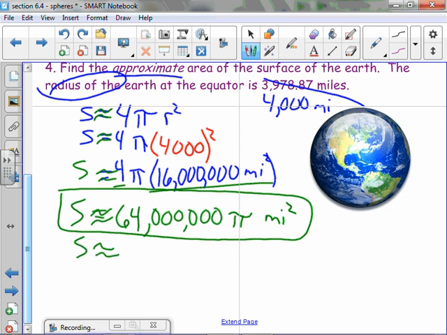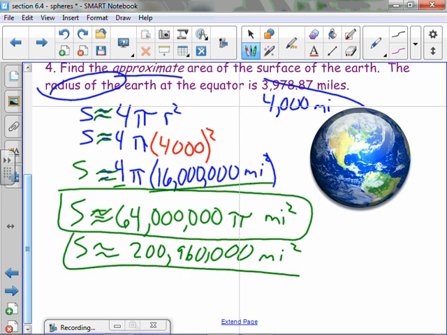64 million times 3.14, and I will get that it is a big number, 200,960,000. Let's see. Did I do that right? I might have not enough. 1, 2, 3. Yeah. So, 200,960,000 miles squared. Okay, and that's all there is to it.